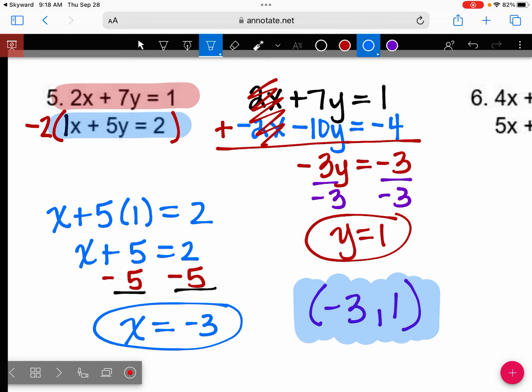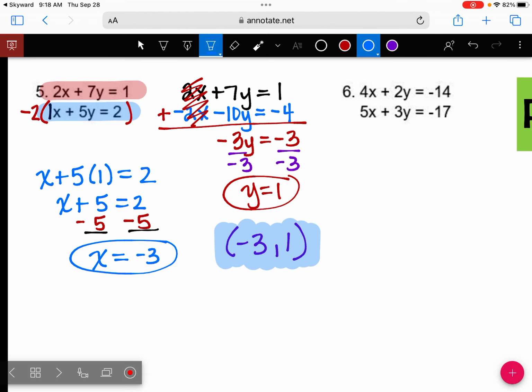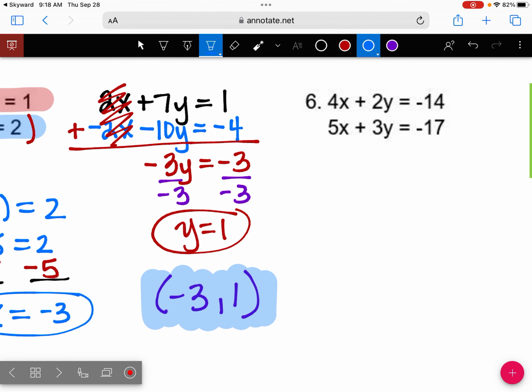All right, so now let's look at number 6, our last one. And I'll give you a minute to get it copied down or finish copying down 5. And then we'll talk about 6. So for number 6, notice that we don't have opposite numbers. We don't have the same numbers. So we actually have to multiply both of our equations.